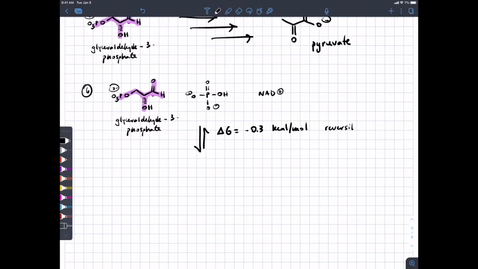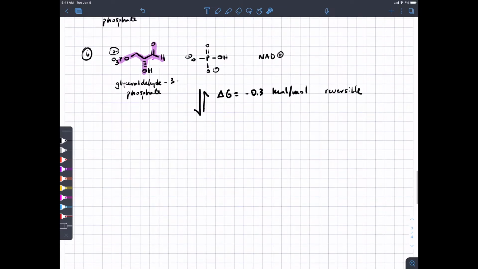And that may seem unusual because we're going to increase the oxidation state of this carbon, but at the same time we're going to be reducing NAD+. And so this is sort of a coupled reaction, which overall the change in free energy is pretty small. The enzyme that does this reaction is called glyceraldehyde, I'm sick of writing that, 3-phosphate, feel free to abbreviate, dehydrogenase, because we will oxidize the aldehyde to the carboxylic acid.